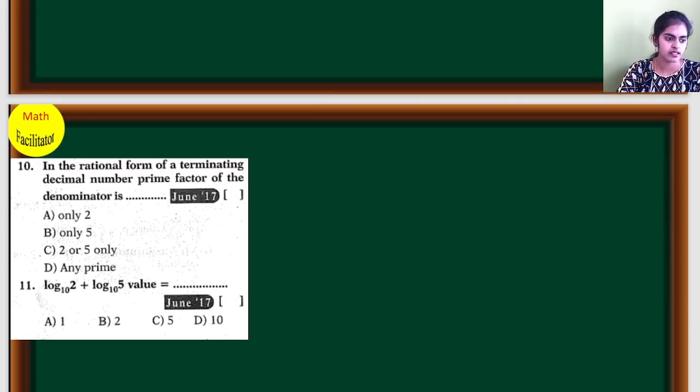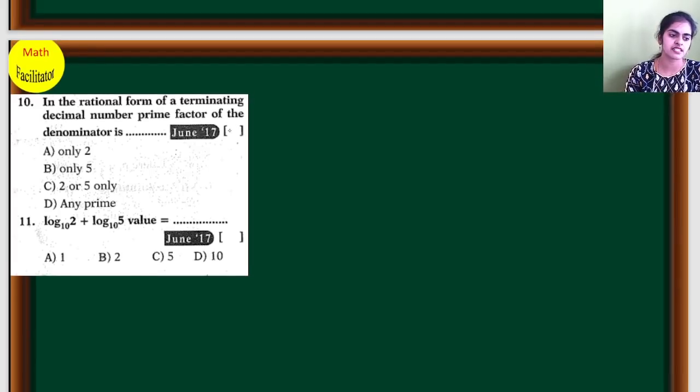Now the next one. In the rational form of a terminating decimal expansion, the prime factor of the denominator can only be 2 or 5, not any prime. In a terminating decimal expansion, it can be 2 or 5 only. So option C is correct.